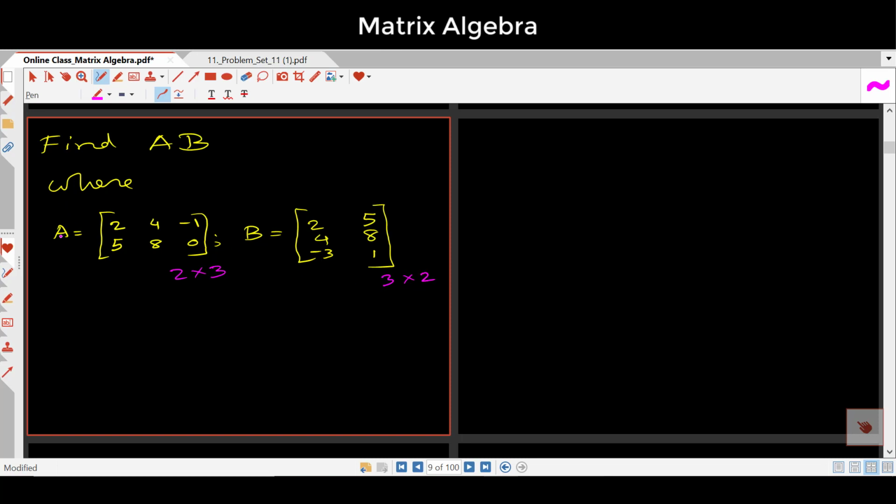So have a look. A matrix has order 2 by 3. B matrix has order 3 by 2. 3 rows, 2 columns, so 3 by 2. And A matrix has 2 rows, 3 columns, so 2 by 3. So multiplication of A times B.